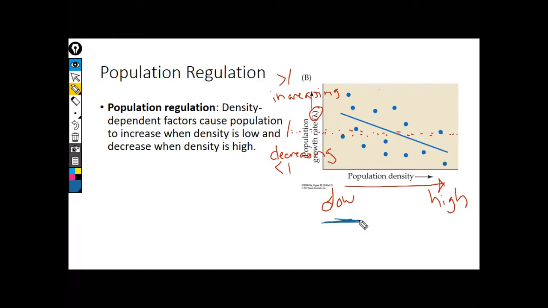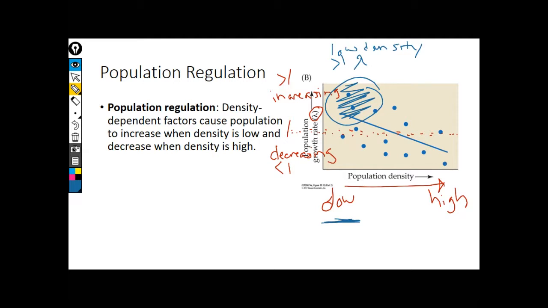That means I have low density, greater than 1 lambda. So at lower densities, I have a higher lambda, or a higher growth rate. My birth rates are higher than my death rates. Okay. I probably have low emigration.